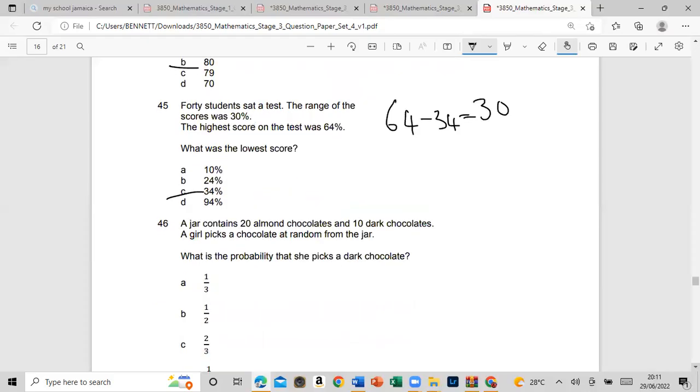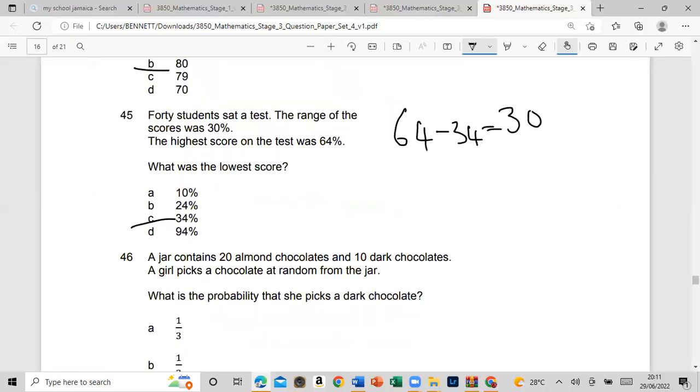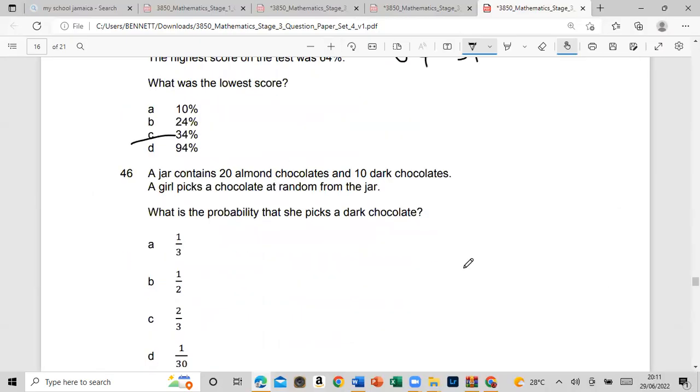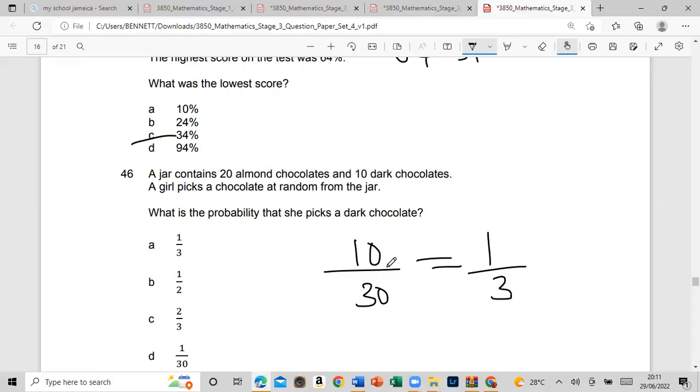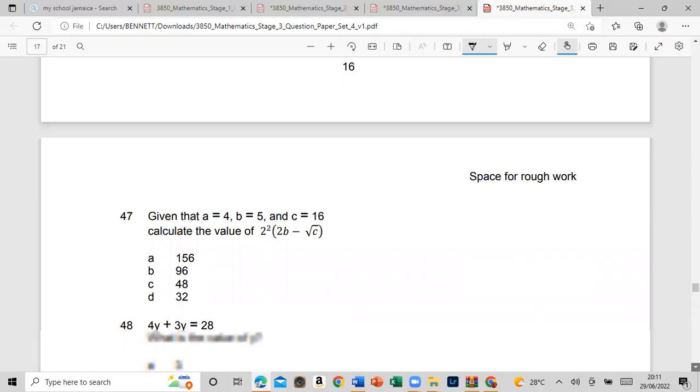A jar contains 20 almond chocolates and 10 dark chocolates. A girl picks a chocolate at random from the jar. What's the probability that she picks a dark chocolate? It says a jar contains 20 and 10, so that's 30 in all. And for dark, it will be 10 dark chocolates. All right, big up.